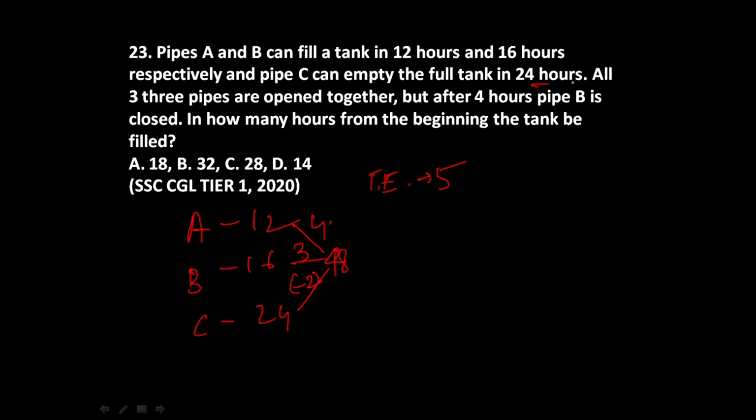So it said that the three pipes are opened together, but after 4 hours pipe B is closed. So this 5 efficiency had worked for 4 hours, so it has filled 20 units, right? What's the remaining? Remaining is 48 minus 20, is 28, right? In the next case, B is closed, so efficiency of B will not be used here. It is 4 minus 2, means 2 is the efficiency. Now 14 hours, it will take 14 hours to fill the tank.